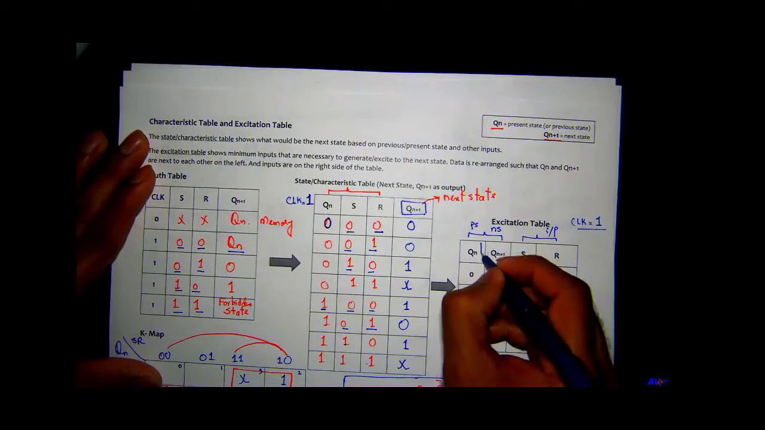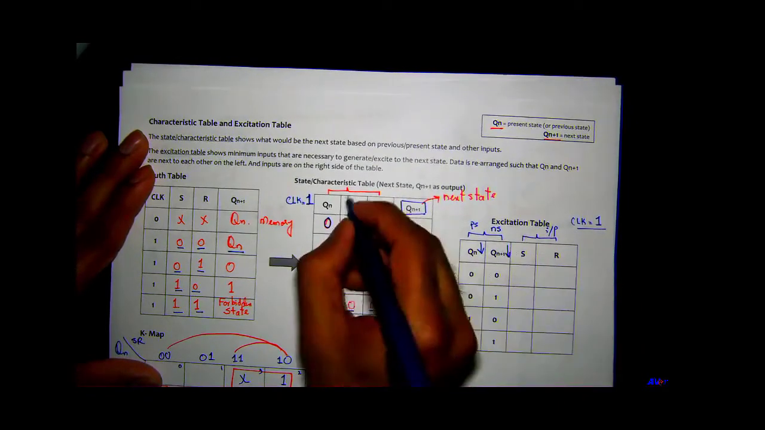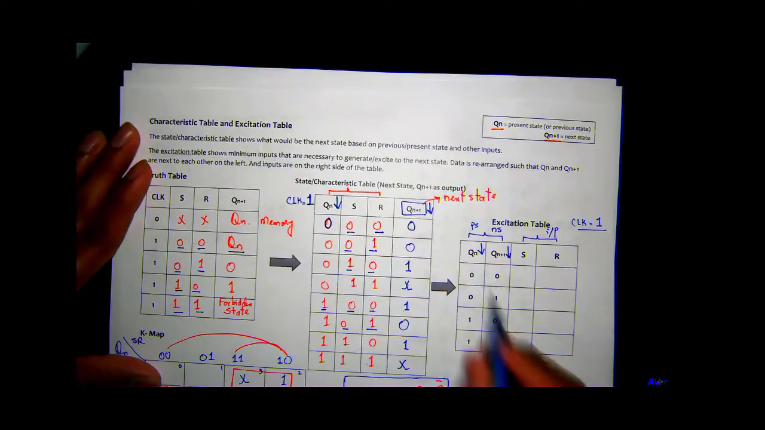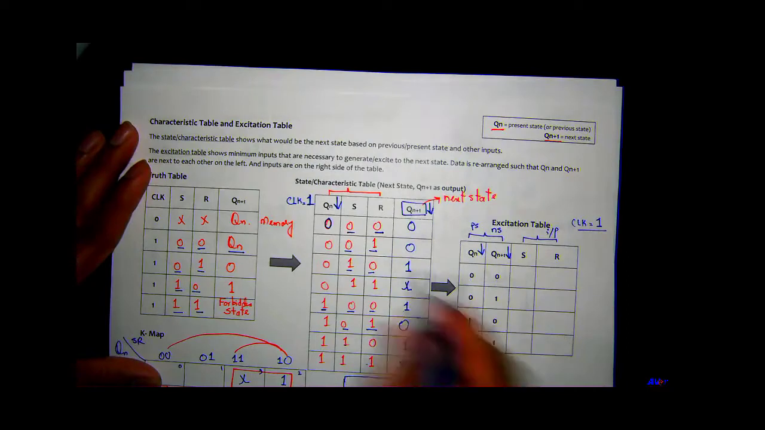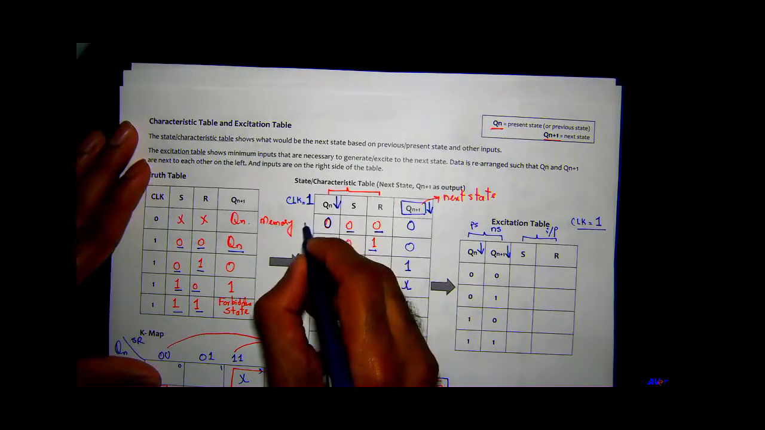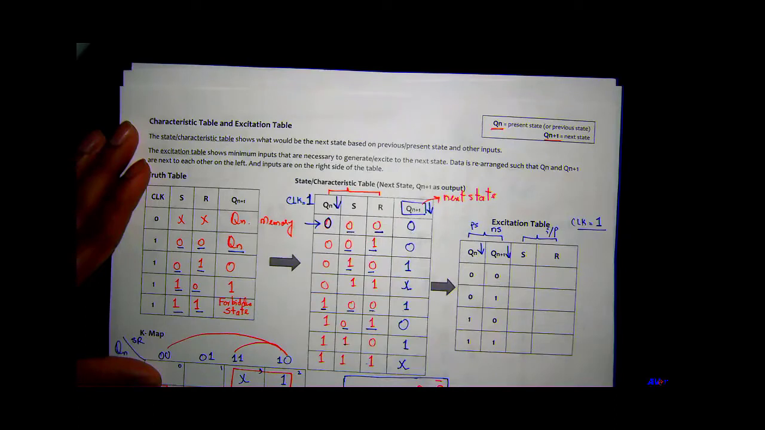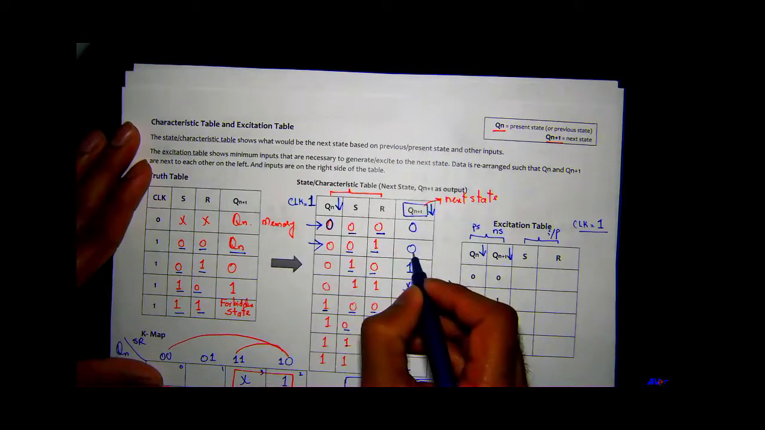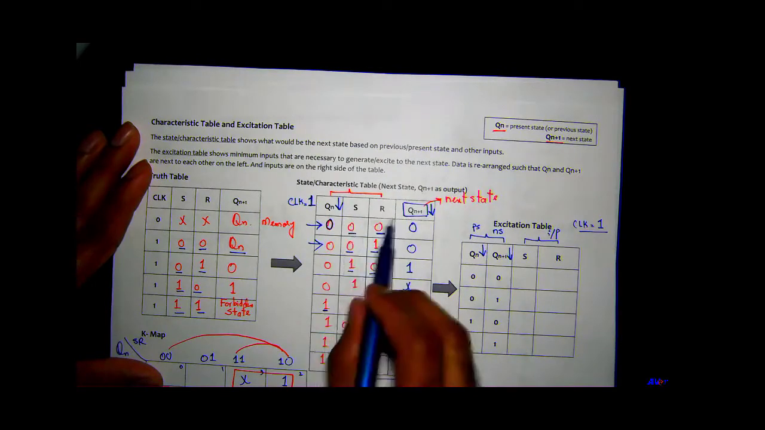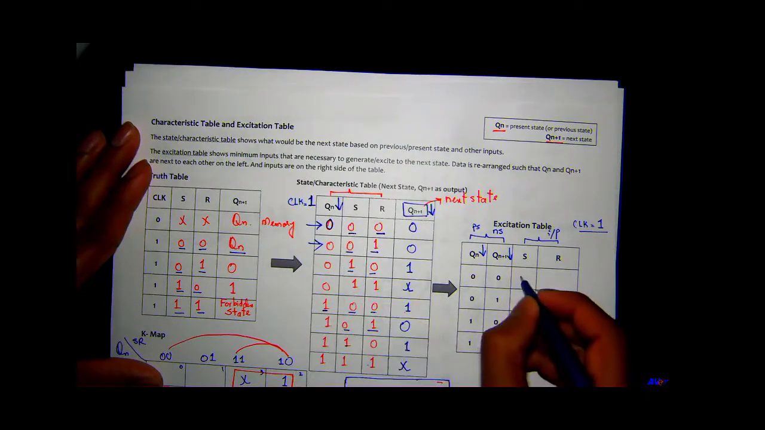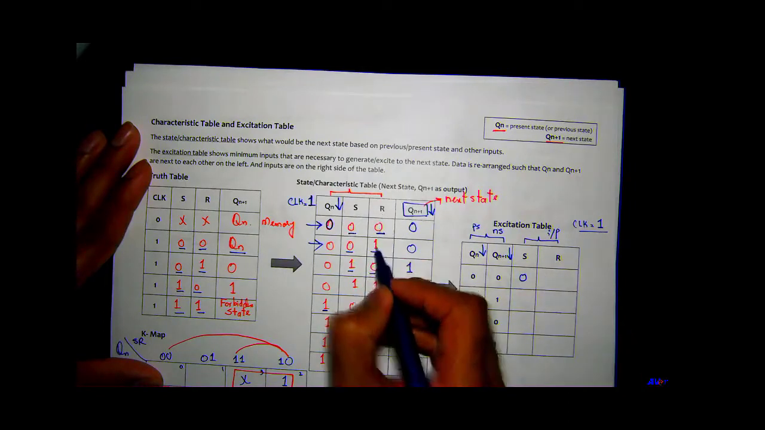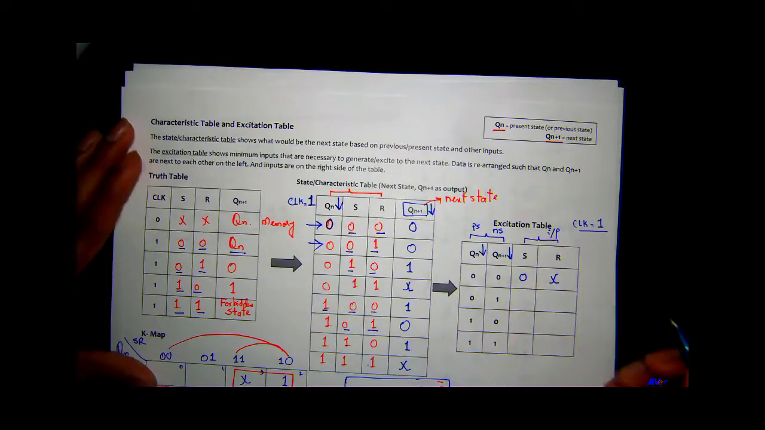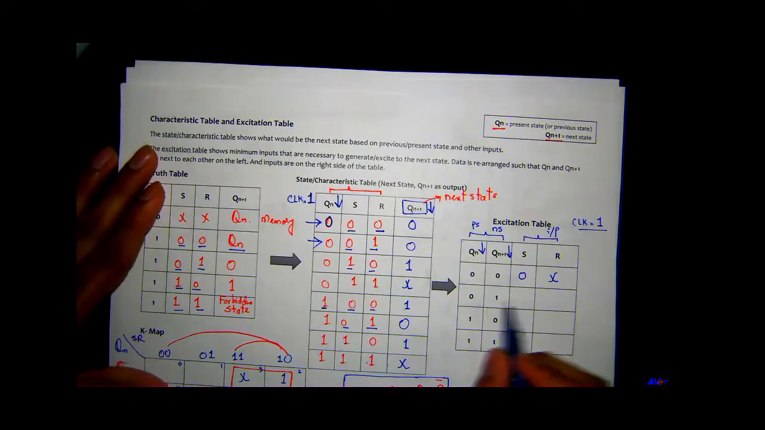So we look at Qn and Qn plus 1. In other words, we look at this column and this column right here. When Qn is 0 and Qn plus 1 is 0, there is one instance, and there is another instance where Qn is 0 and Qn plus 1 is 0. So what are the S and R? Well, S is 0 on both occasions, so S is going to be 0. R is 0 and 1, so we'll say don't care. So it could be 0, 0 or 0, 1. Similarly, we're going to do it for the others.